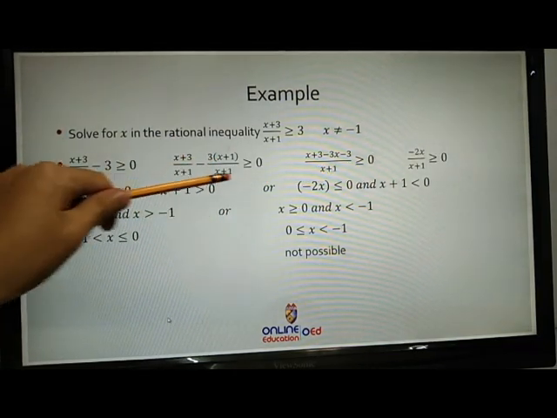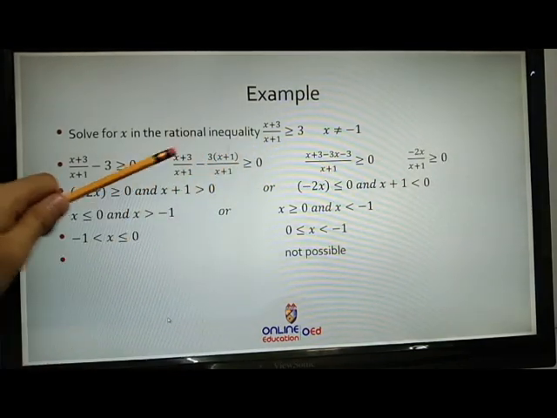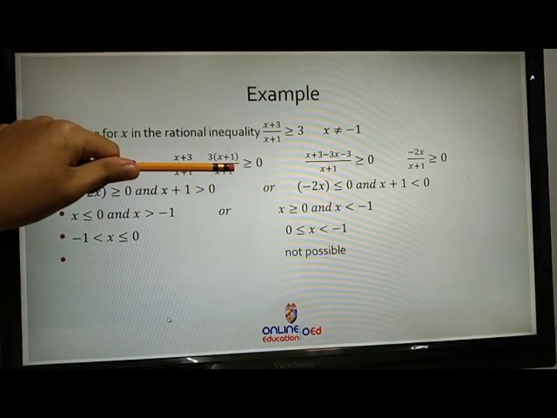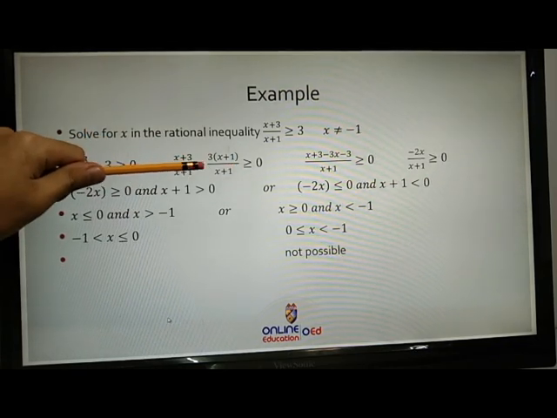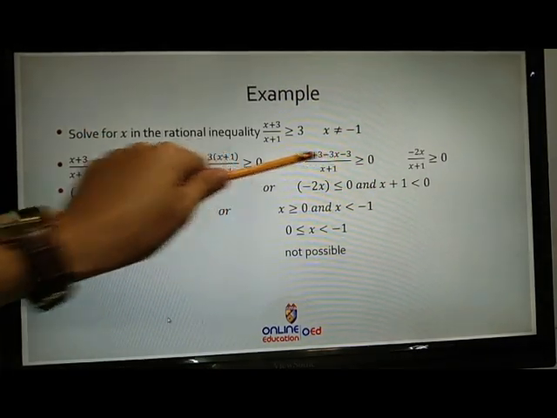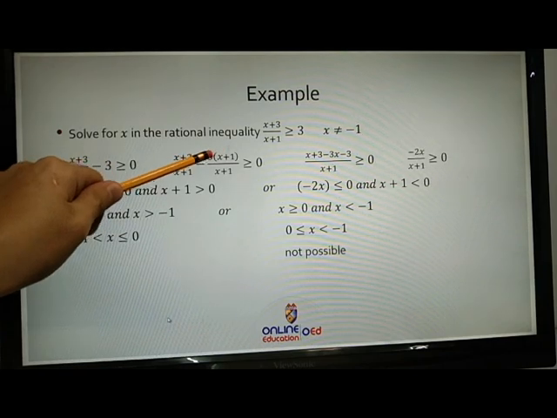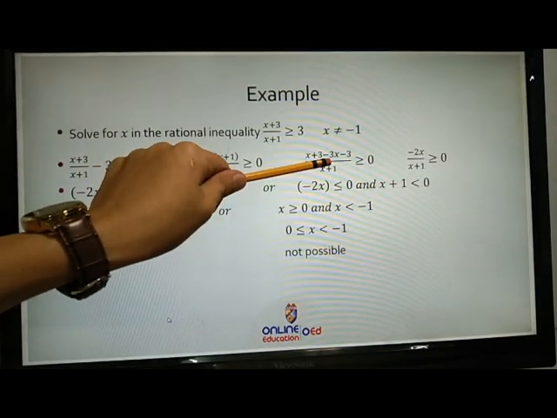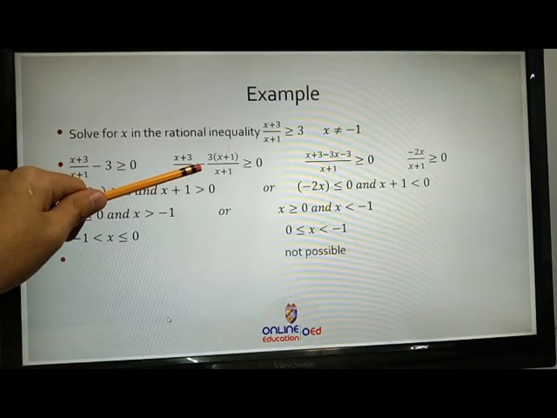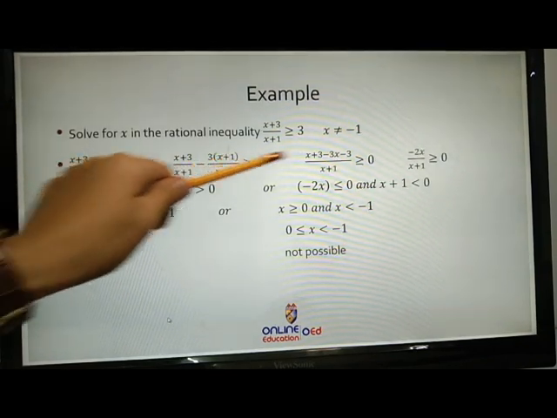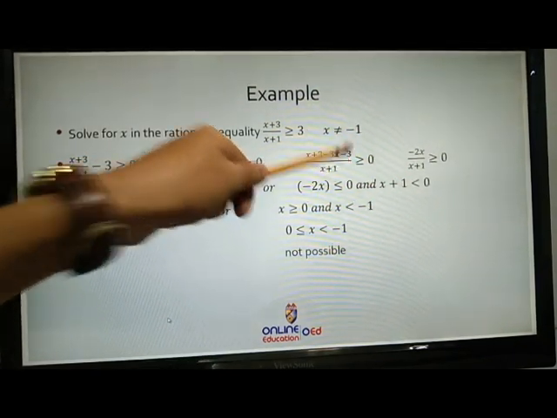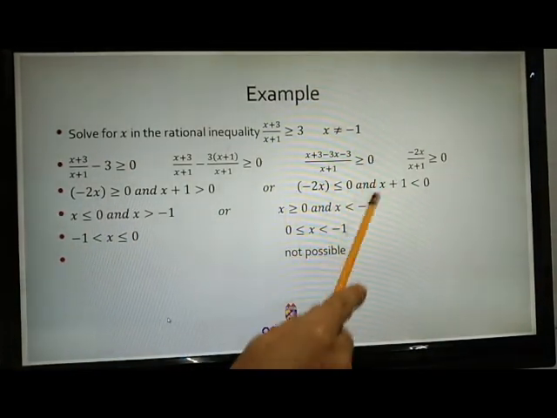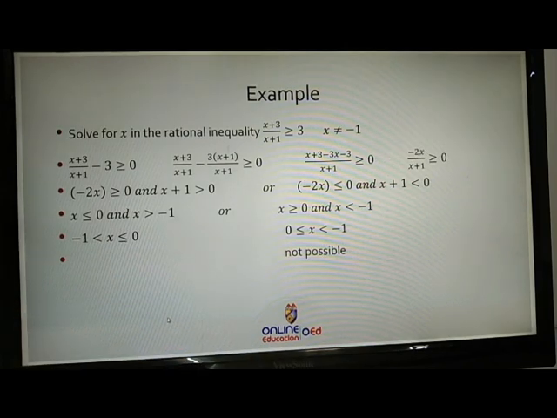Okay? So, we have common denominator x plus 1 and then you just have to perform the operations sa numerator. Okay? So, we have x plus 3 minus distributive 3x, 3 times 1. So, magkakaroon tayo na negative 3x since difference to or subtraction, magkakaroon tayo ng negative 3x and negative 3. So, this is the new inequality now.